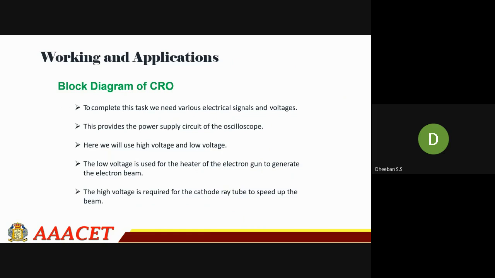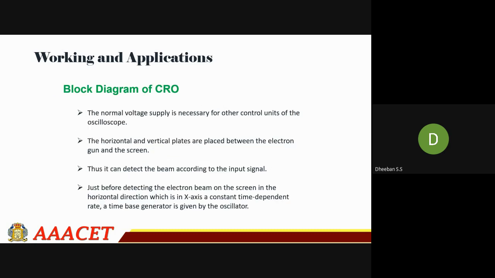To complete the task, we need various electrical signals and voltages. This is provided by the power supply circuits of the oscilloscope. It can either be high voltage or low voltage. High voltage will be mainly used for the CRT tube to generate your electron. Low voltage is used for your other circuits. The normal voltage supply is necessary for control units.